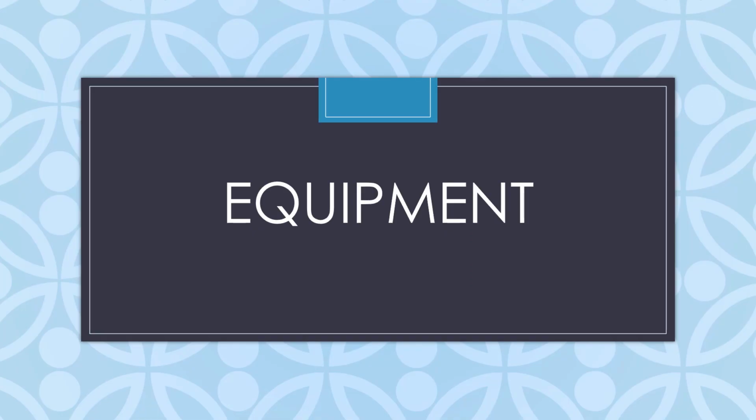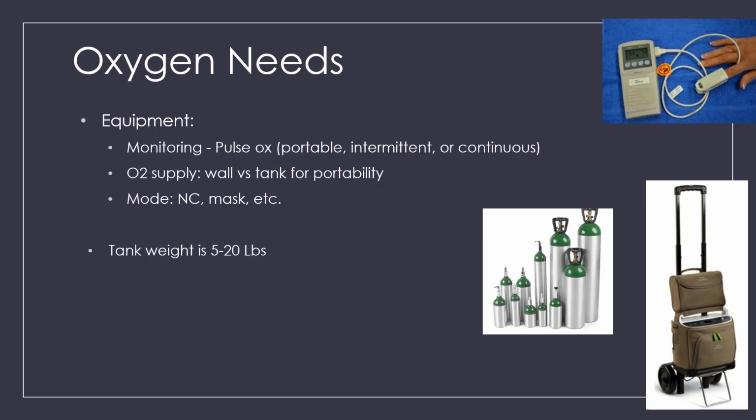Enough about the prescription management. Let's talk more about delivery devices and equipment now. So some equipment needed will include a pulse oximeter. Certainly if we have orders that allow us to titrate oxygen to maintain specific SpO2 levels, then we must monitor that patient's SpO2. We need an oxygen supply.